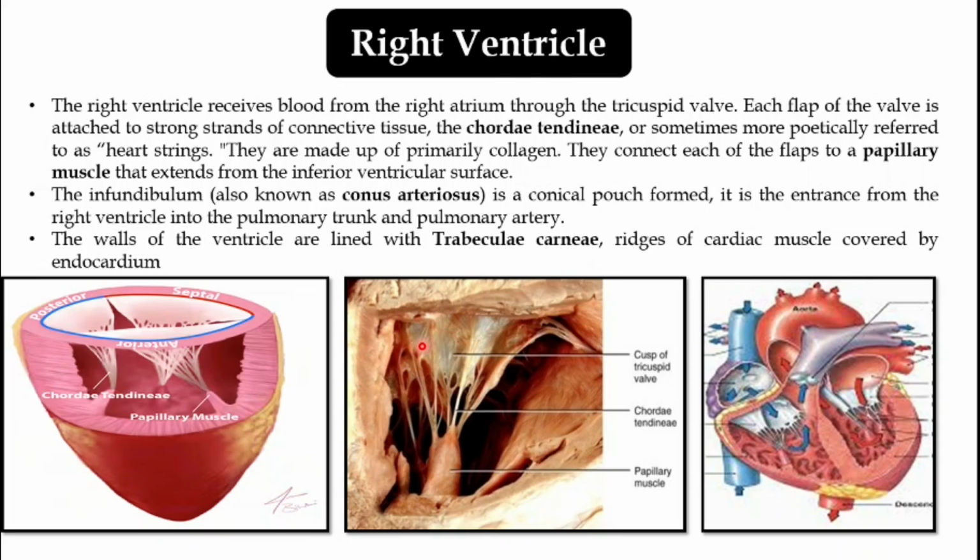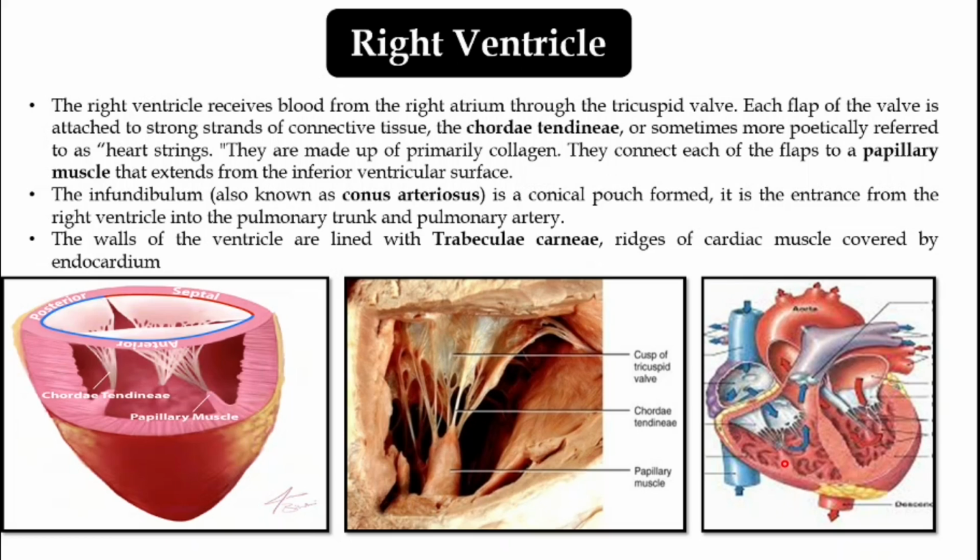If we look at the real human heart, this is a section of the tricuspid valve. These are the cusps of the tricuspid valve, which are attached to these papillary muscles by these strings which are known as the chordae tendineae. The chordae tendineae attach the cusps of the tricuspid valve to the papillary muscles of the ventricle. You can see this is the right ventricle, and these are the valves which are attached to the papillary muscles by these chordae tendineae. What is the importance of the attachment of the cusps to the papillary muscles?